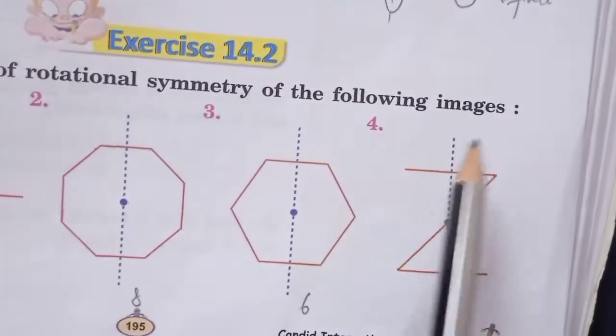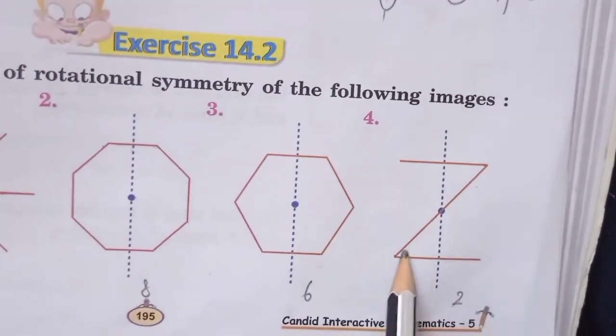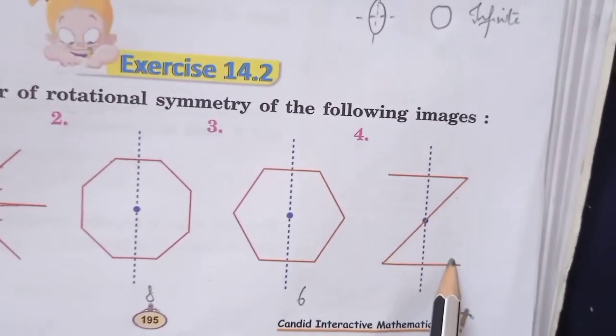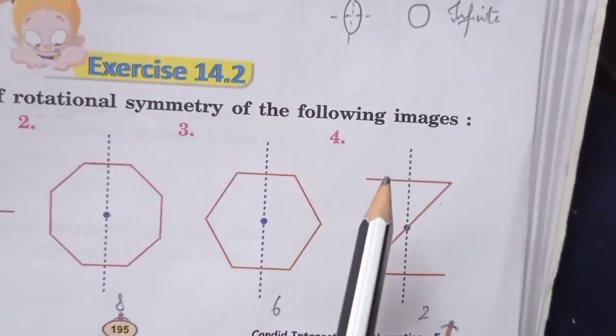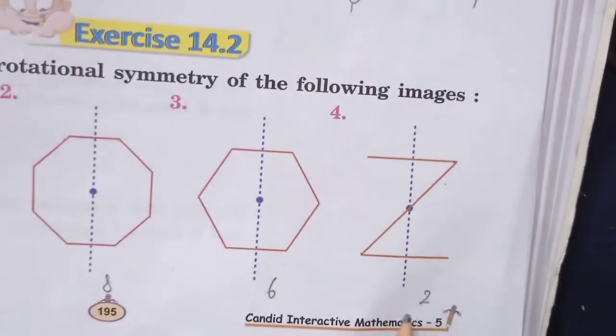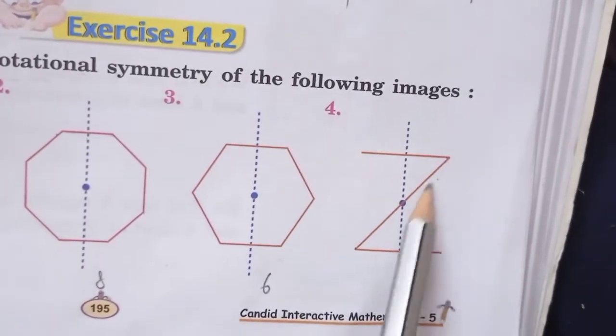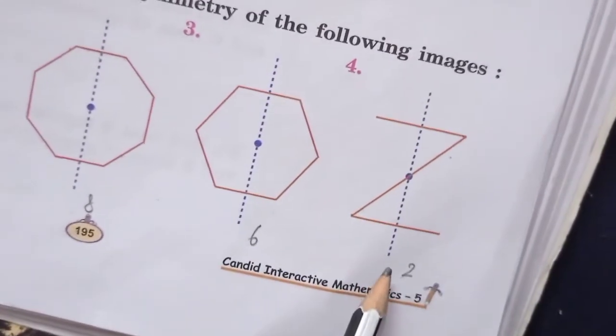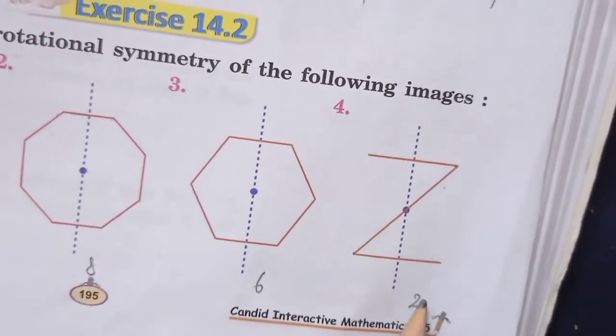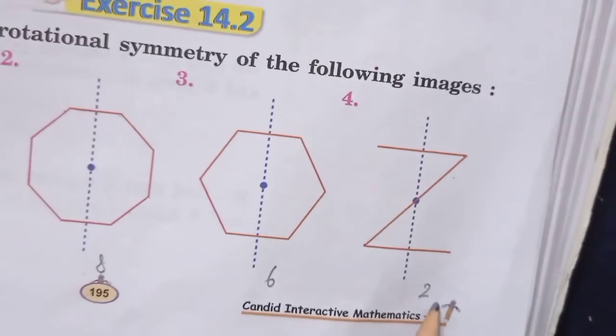Now children, Z, you can see this shape. You can draw Z on a paper and rotate the figure. See, it will look like Z only. If you rotate the figure, it will be the same. That means 2 times. If this portion is taken over here and this side is taken over here, Z will remain the same only. So what is the number of times you can rotate the figure? 2 times.